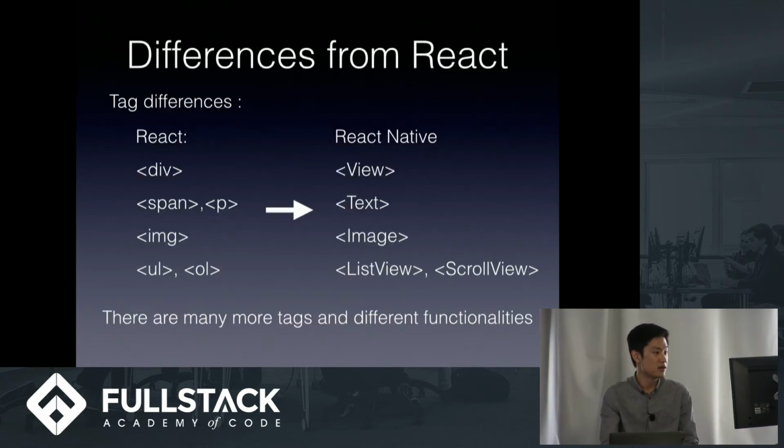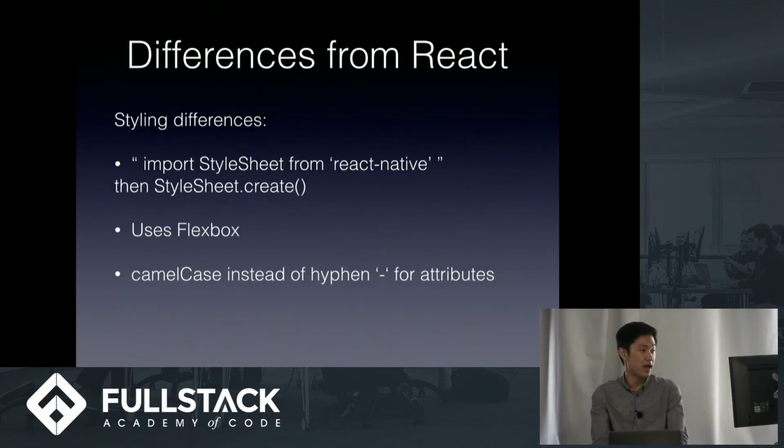So the different tags that are in React Native: div will translate to view, span translates to text, image is image, and so on and so forth. And there are many more tags and different functionalities, and the documentation is very good. And feel free to go check them out.